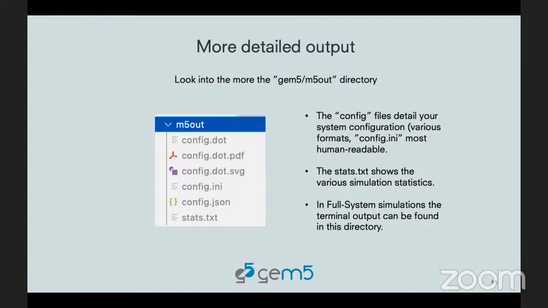If you're doing a full system simulation, we have gem5 set up so that any terminal output is written to a file in this directory. There'll be a file that might just be called terminal one. You click on that, and you can see the terminal output for that full system simulation.